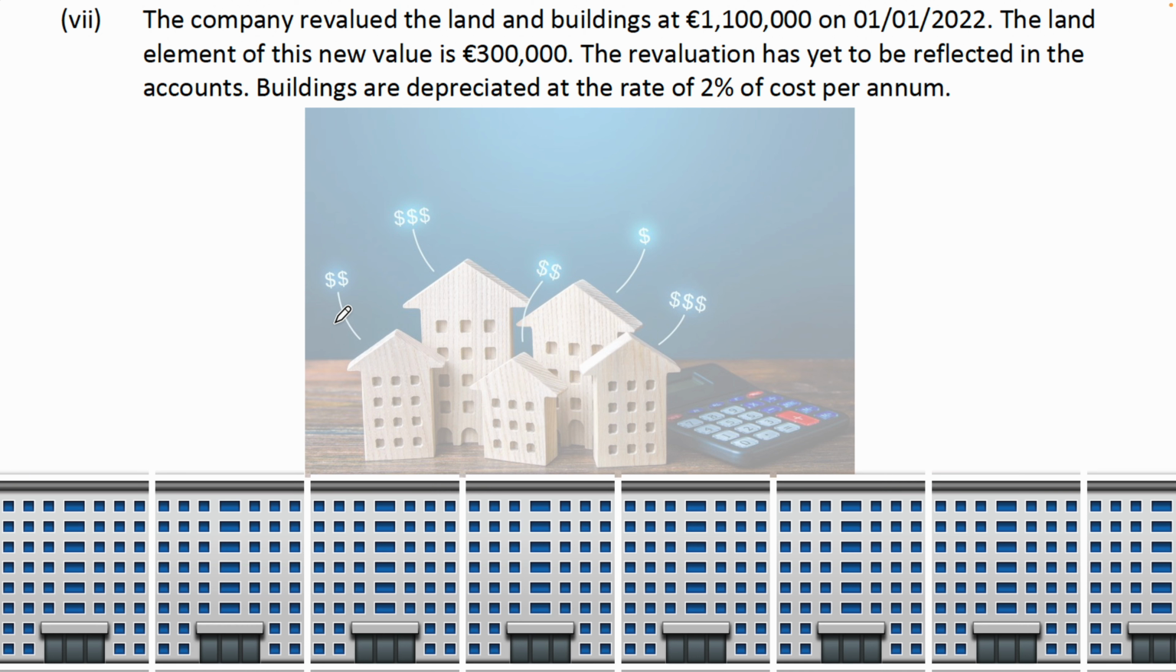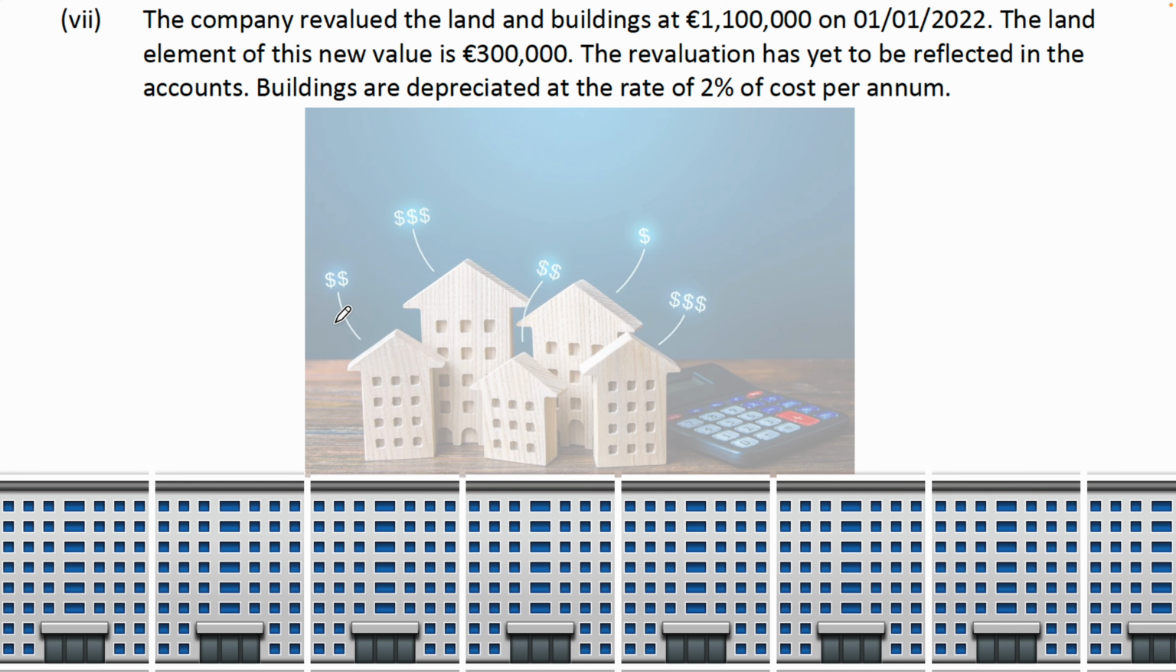Next, adjustment number 7 says the company revalued the land and buildings at 1.1 million on the 1st of the 1st, 2022. The land element of this new value is €300,000. The revaluation has yet to be reflected in the accounts. Buildings are depreciated at the rate of 2% of cost per annum.